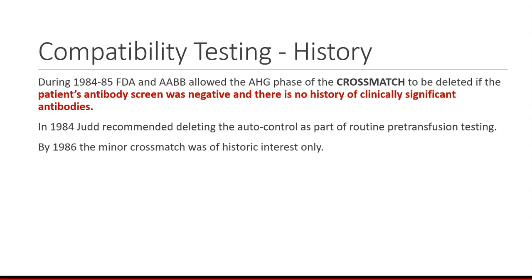By 1986, the minor cross-match was a historic interest only. When I started in the field, I did minor cross-matches, and this was donor plasma that was tested against patient cells to see if the donor had an antibody against the patient. So again, how many times did this happen? How much cost did it take to do these minor cross-matches? And because we give packed cells only, why even worry about it?